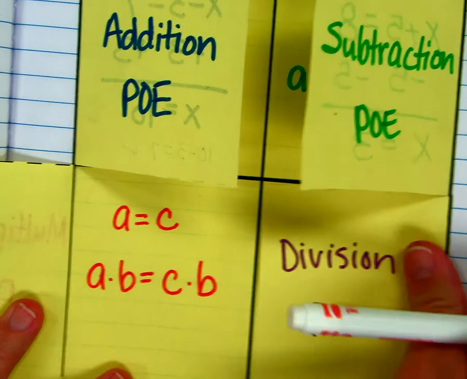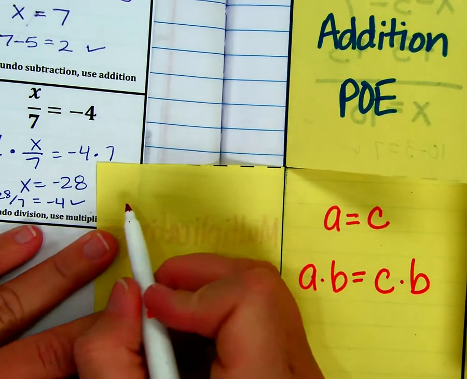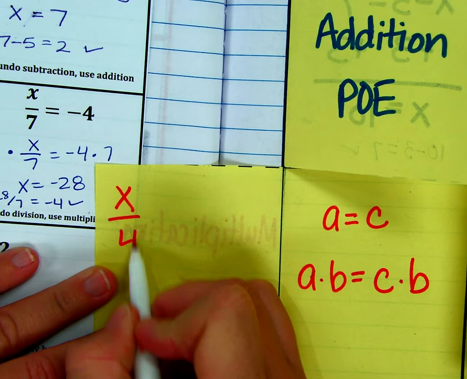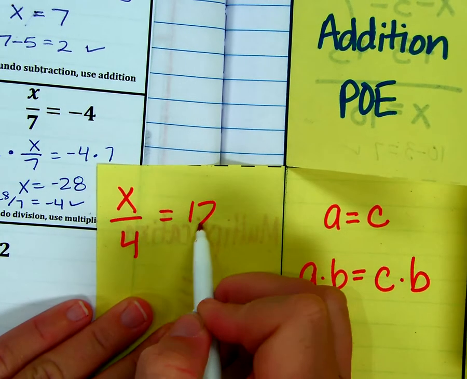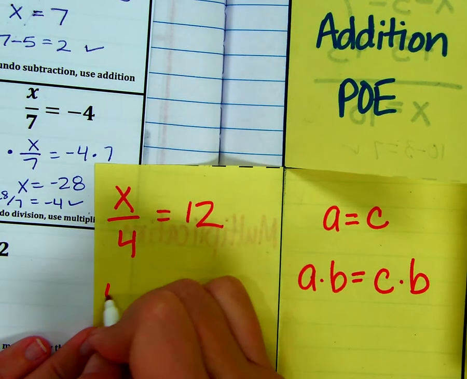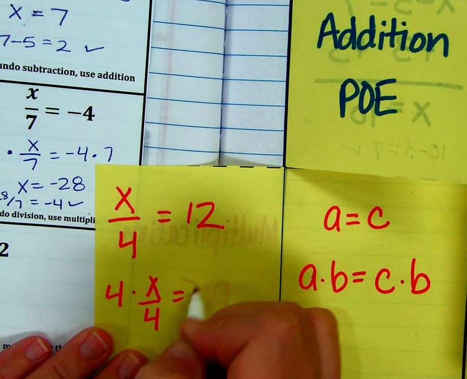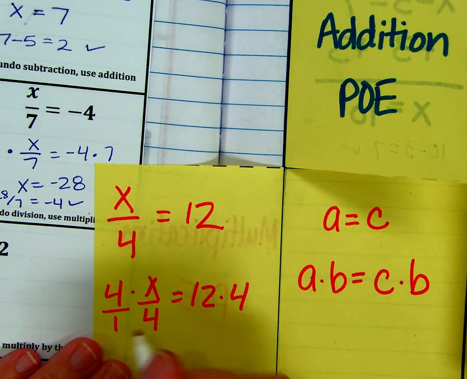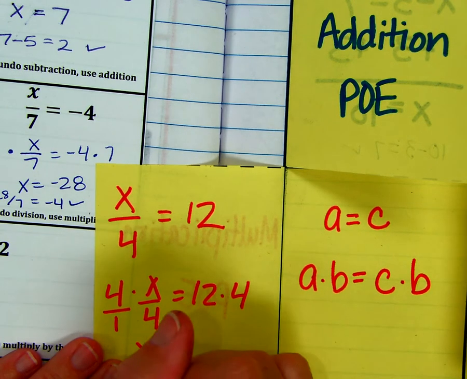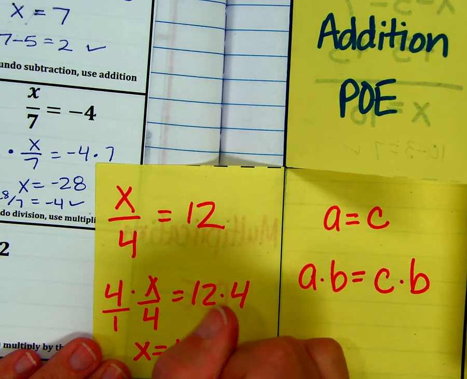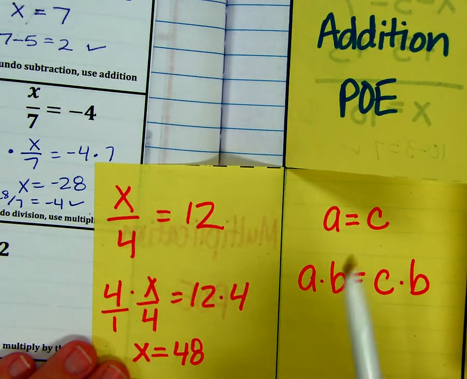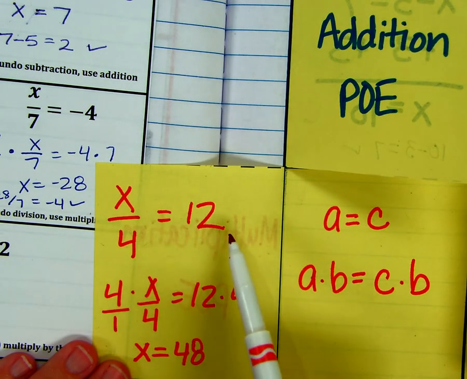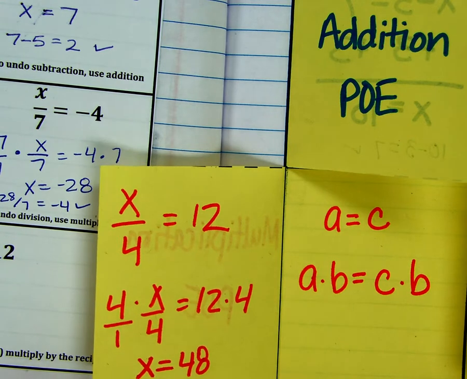Another example would be maybe something like x divided by 4 is equal to 12. To solve for x, I would multiply both sides by 4. My 4s are going to cancel. Remember, this is the reciprocal of 4. This is the multiplicative inverse. My result is 1, or 1 times x. So x is equal to 12 times 4, which is 48. And if I plug this back in, 48 divided by 4 is in fact 12. So I know my solution is correct.